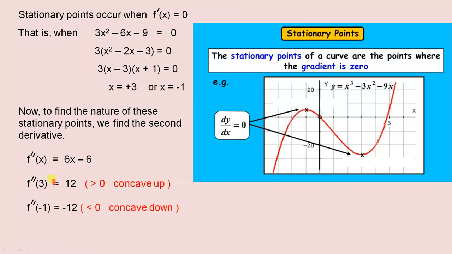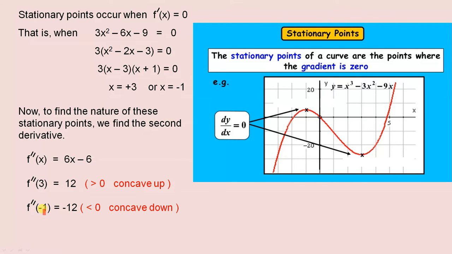Now let's see what happens. What's the nature of the stationary point when x equals 3? So we substitute that in the second derivative and we get 12, which is greater than 0, so the curve is concave up. See that? The curve is concave up at that stationary point.